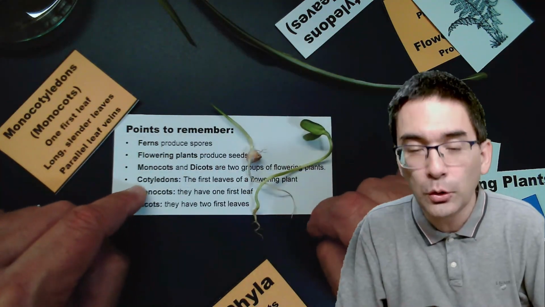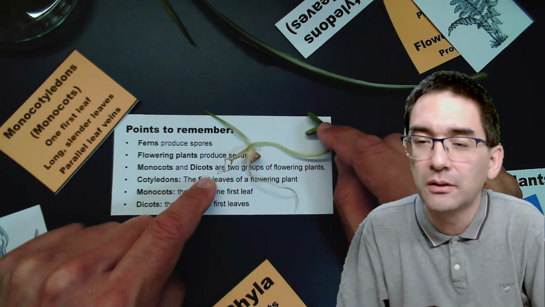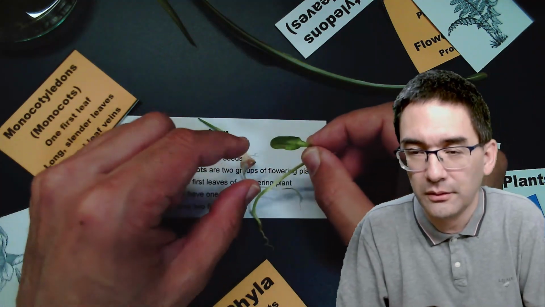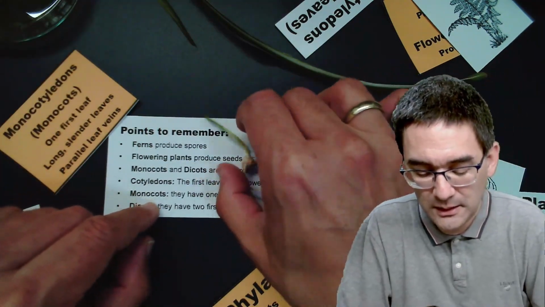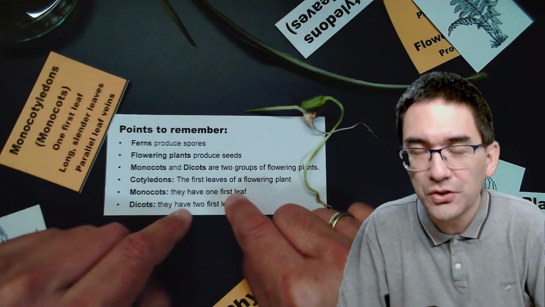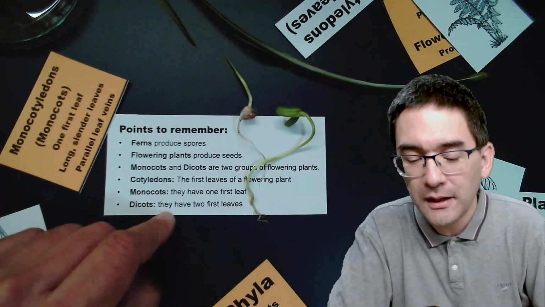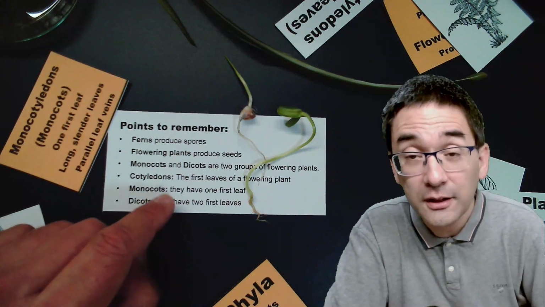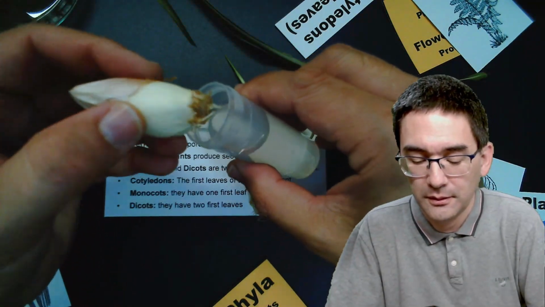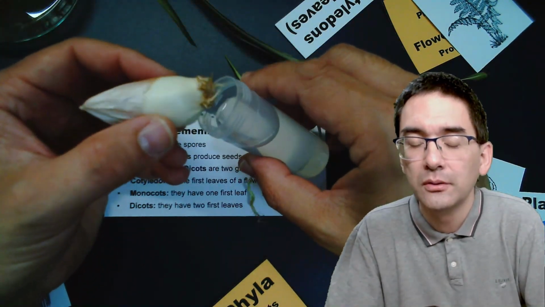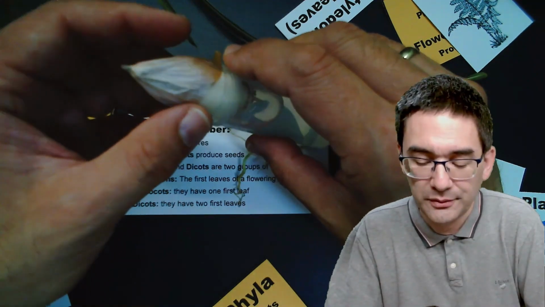And the cotyledons, these are the first leaves of a flowering plant. You see these are the first leaves. Later on, the other leaves will start to appear as well, but we still have to wait. The monocots have only one first leaf, and the dicots have 2 first leaves, but I've also shown you that there are other differences as well. For example, the way that the roots are: if there are many tiny roots, then this shows that it must be a monocot.